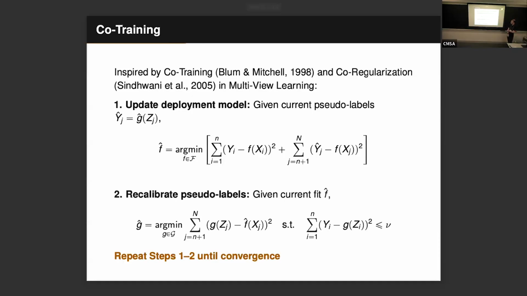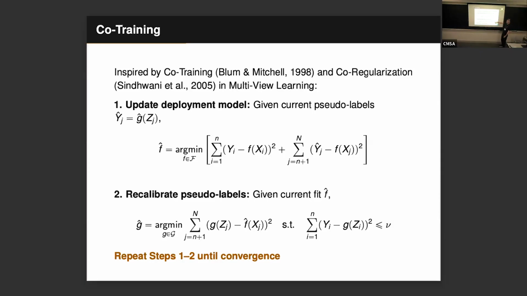But now I'm going to give myself the opportunity to recalibrate these pseudo labels. I want the pseudo labels to be close to the model F hat, to the deployment model, but I also want them to be true to the real labels as well. I want them to mimic the true labels. So this squared error here is on the unlabeled data, and this constraint here is on the labeled data. This constraint ensures that my pseudo labels are, roughly speaking, true to the actual labels that I have to work with.